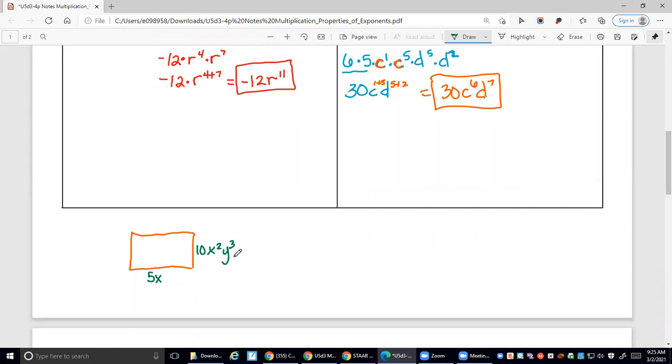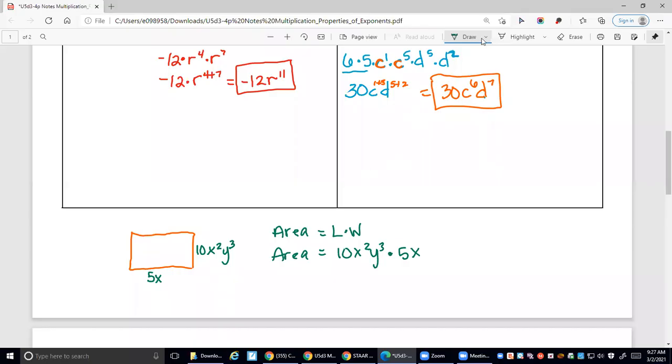Very nice, ladies and gentlemen. It is length times width, or if you said base times length, you get the idea. It's basically this side times this side, right? So if we're going to figure out the area, I'm going to go with the length times width. And the area of this is going to be 10x squared y to the third times 5x. All right, ladies and gentlemen, I'm going to go ahead and put this on pause, but I want you to tell me what is the area of this rectangle.